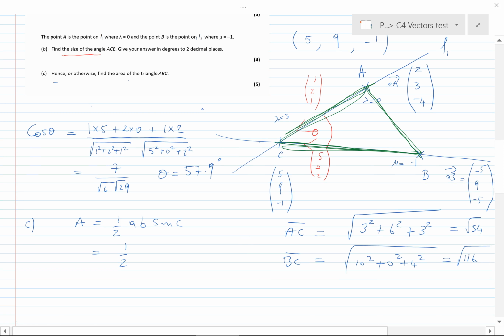So we've got the length of AC is the square root of 54. The length of BC is the square root of 116. And then it's sine the angle in between, which is 57.9. I've got the number stored on my calculator slightly more accurately than that, to avoid rounding errors. And that comes to, to 3 significant figures, 33.5 square units. To 2 significant figures, it's 34, but 33.5 is to 3 significant figures, or 33.54 indeed was also accepted to 4.